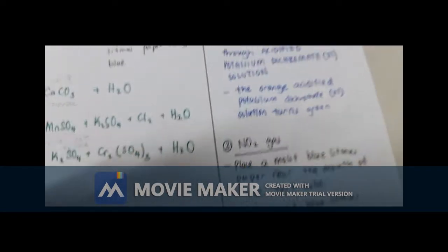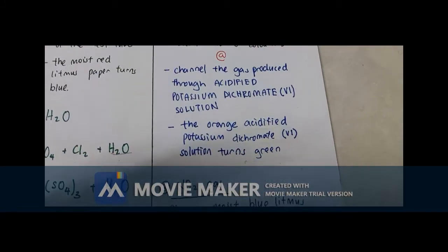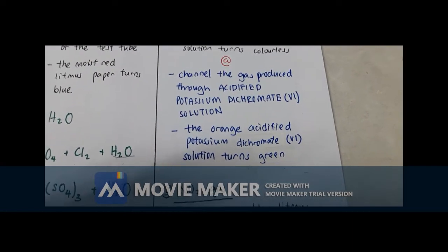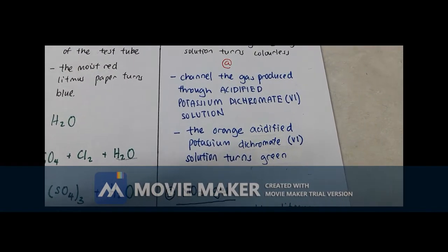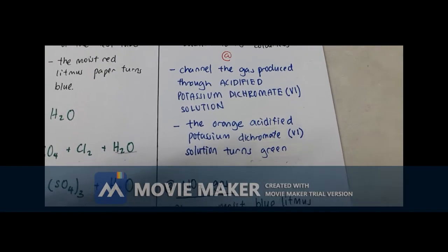Okay, so next there's another way to test the presence of SO2 gas, which is by channeling the gas produced through acidified potassium dichromate 6 solution. And when it is present, the orange acidified potassium dichromate 6 solution will turn green.